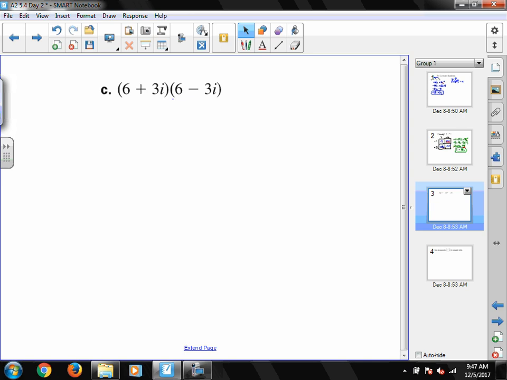If we look at this problem, 6 plus 3i times 6 minus 3i. If we're going to set up our box, again, start with a box.